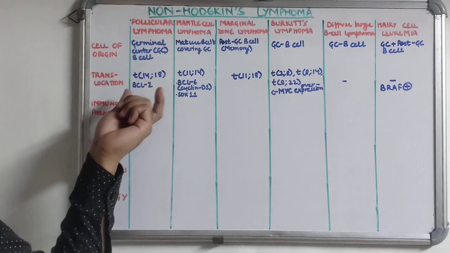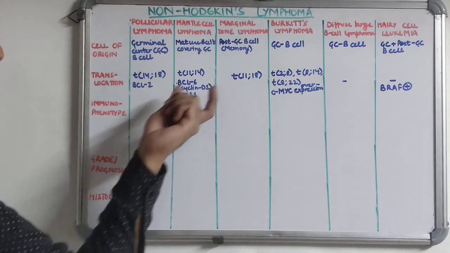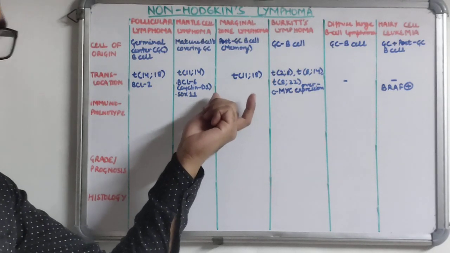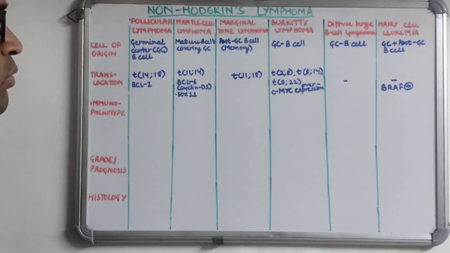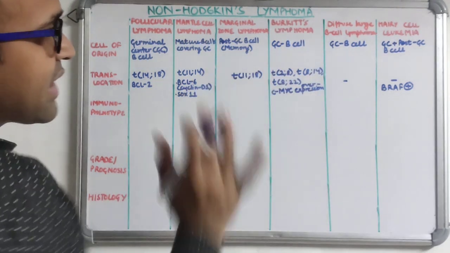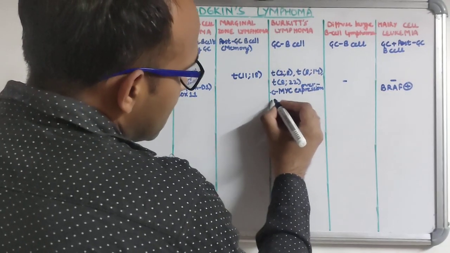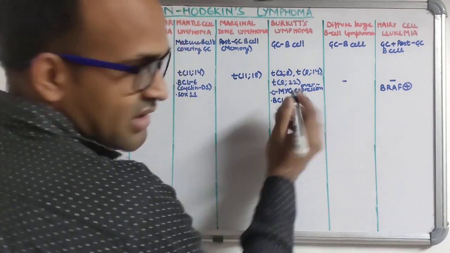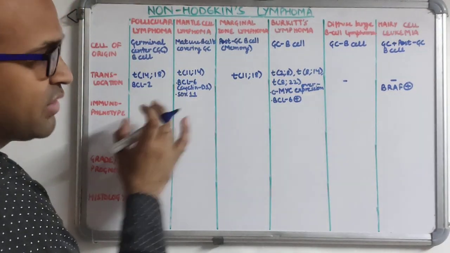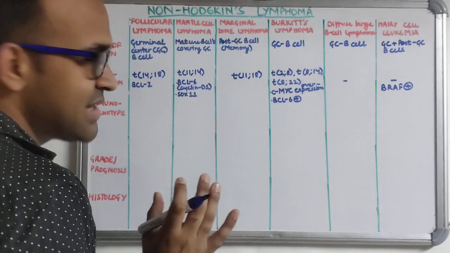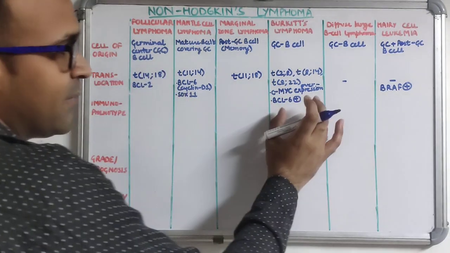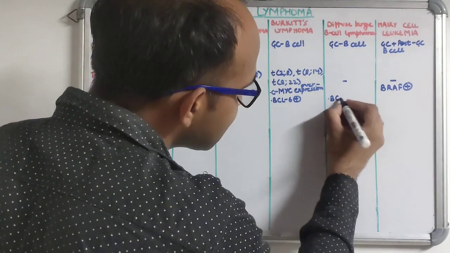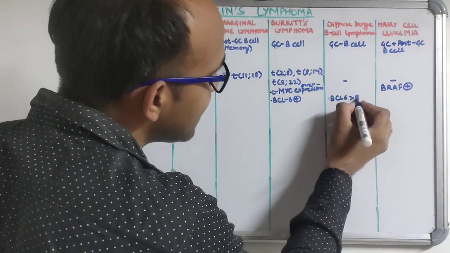In follicular BCL2, in mantle cell BCL6, and in marginal zone there is no such characteristic protein which is overexpressed. In Burkitt's lymphoma, they are BCL6 positive, BCL2 is negative in this. So this is how you distinguish between the two. Both of them originate from the germinal center, but follicular is BCL2 positive. This is BCL2 negative. In diffuse large B-cell lymphoma, BCL6 is more common than BCL2.